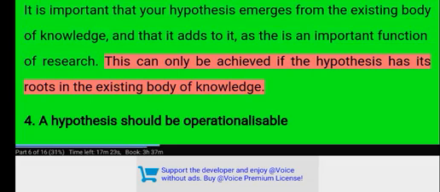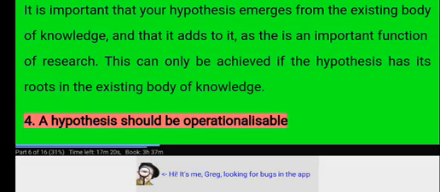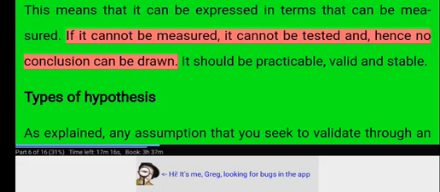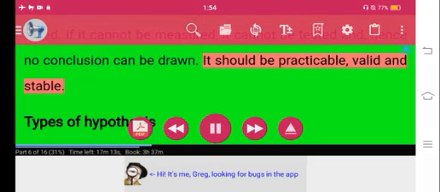This can only be achieved if the hypothesis has its roots in the existing body of knowledge. 4. A hypothesis should be operationalizable. This means that it can be expressed in terms that can be measured. If it cannot be measured, it cannot be tested and, hence, no conclusion can be drawn. It should be practicable, valid and stable.